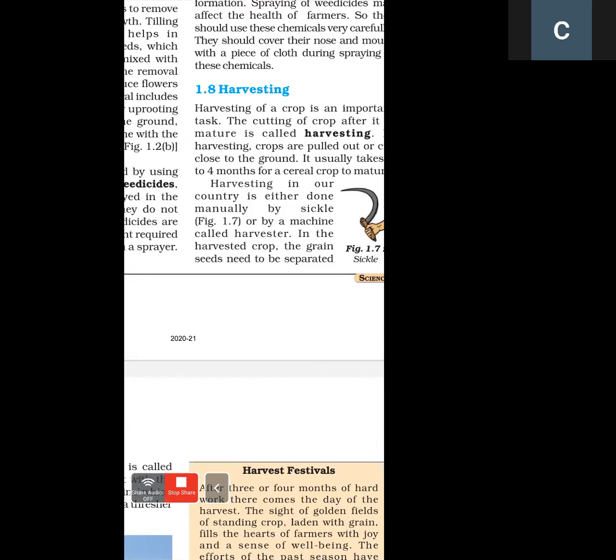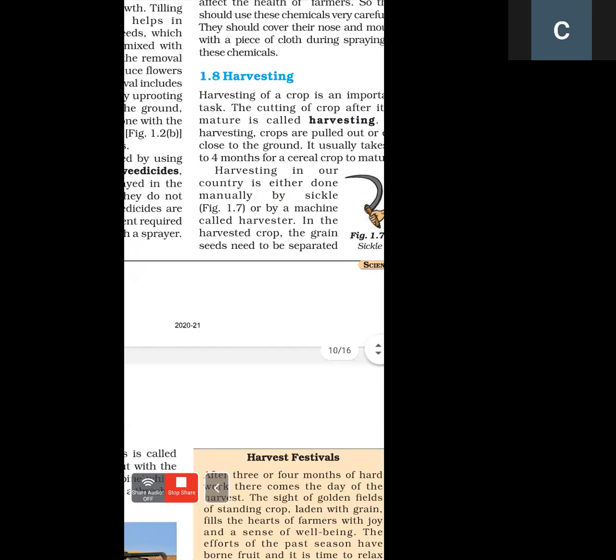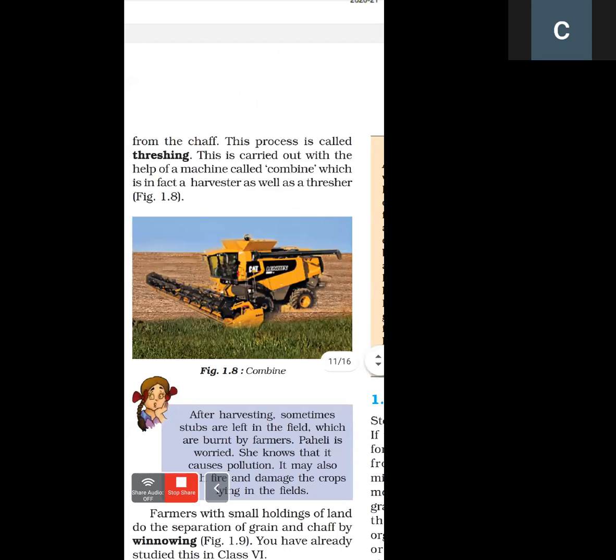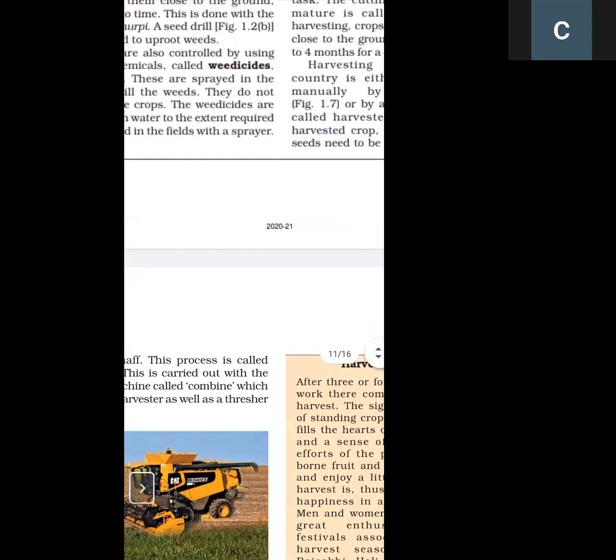Harvesting is done manually with the help of a sickle, and the second method is the use of a harvester. Next, after harvesting, we have to separate the seeds from the grains, and seeds and grains are separated with the help of a machine called a combine.